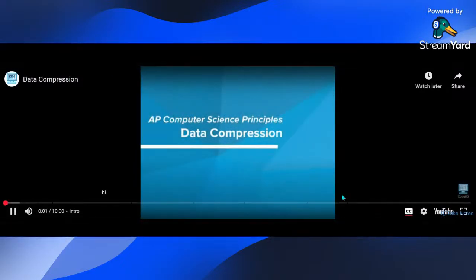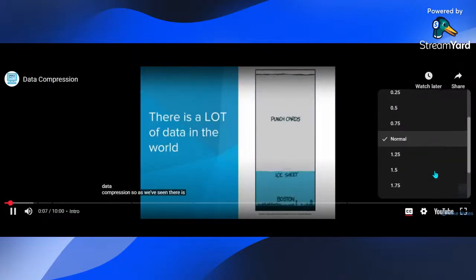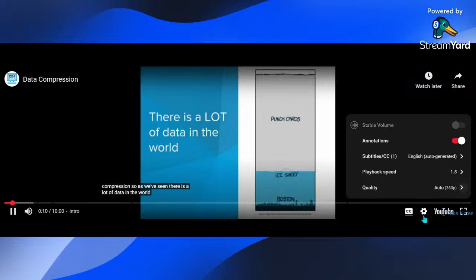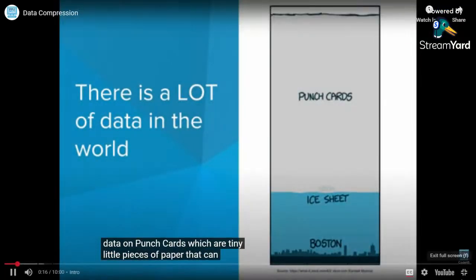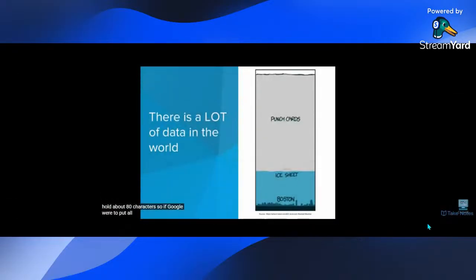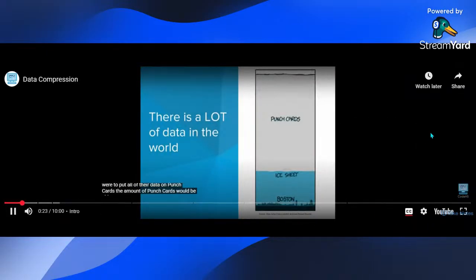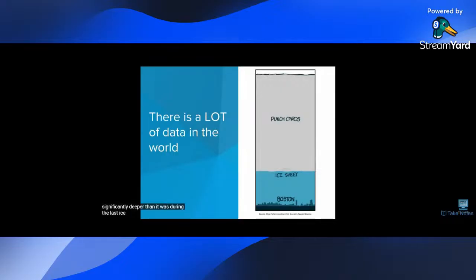Hi. In this video, we'll be learning about data compression. So, as we've seen, there is a lot of data in the world. In fact, if Google alone were to put all of their data on punch cards, which are tiny little pieces of paper that can only hold about 80 characters, the amount of punch cards would be able to cover New England to the point that Boston would be buried significantly deeper than it was during the last ice age.